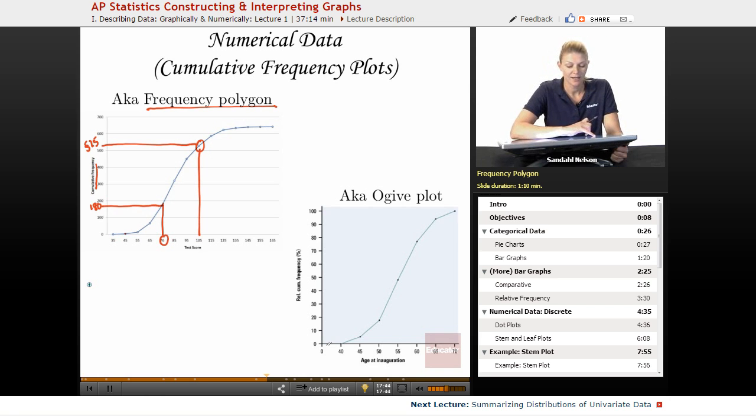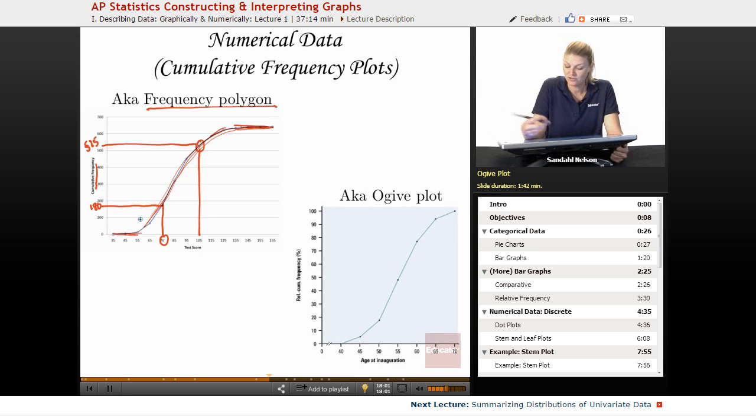So a cumulative frequency plot, which is also called a frequency polygon, can be useful if we want to see kind of at what score it started to plateau, right? Where was the big change in score? So most people didn't score really low. Most people didn't score very high. The majority of people were somewhere in here.